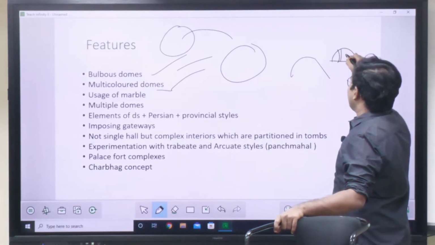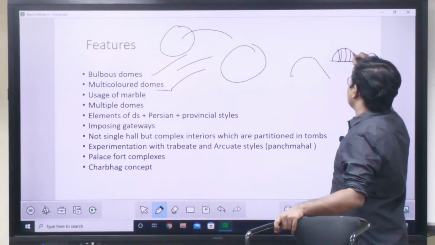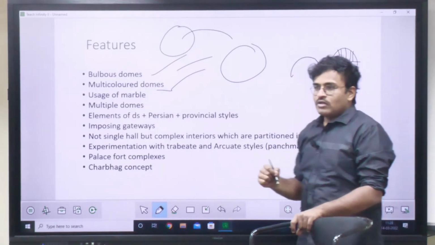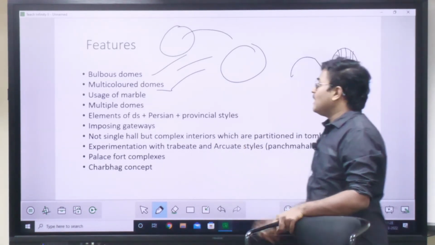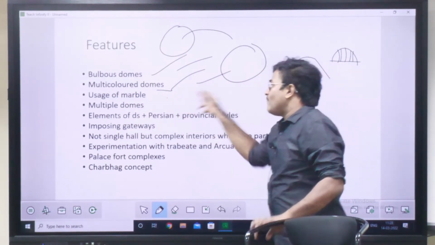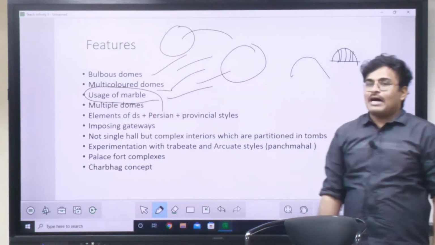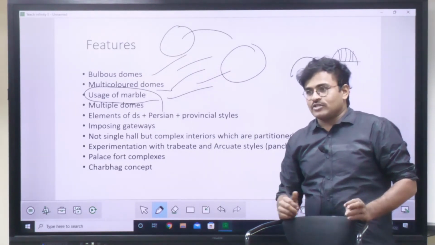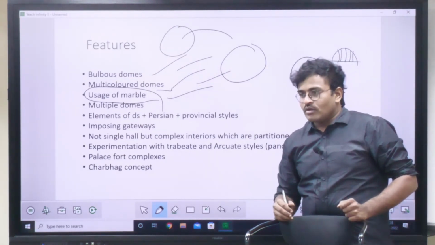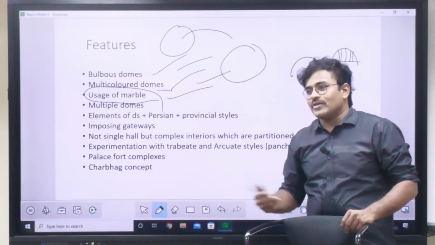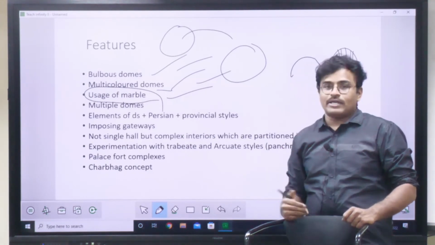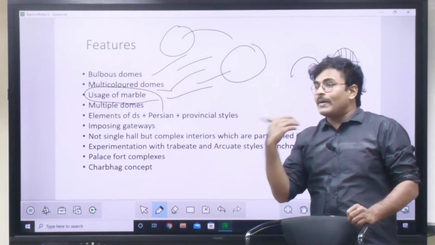One strip of black granite, one strip of white marble, one strip of black granite. So this way, they started constructing multicolored domes too. Usage of marble is the most important one. Earlier, most of the rulers never used marble entirely for the complete construction, because marble is a costly stone. But the Mughals had a lot of money, naturally. So what they did is they used marble with a great scope and effect.